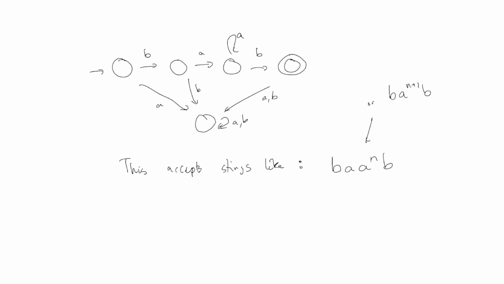And to me, when I look at the picture, this way of writing it seems more directly related to the picture. I see B and then A and then some more A's and then a B. So this is what is accepted: b a to the n b. All right, now we shall prove that.